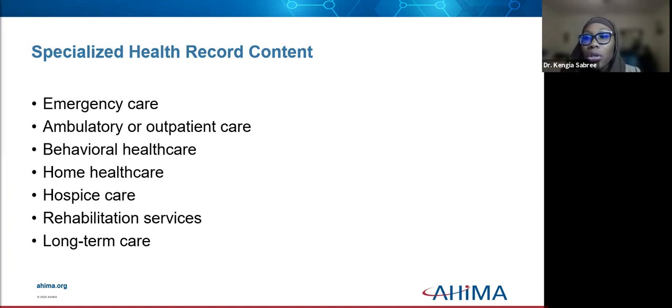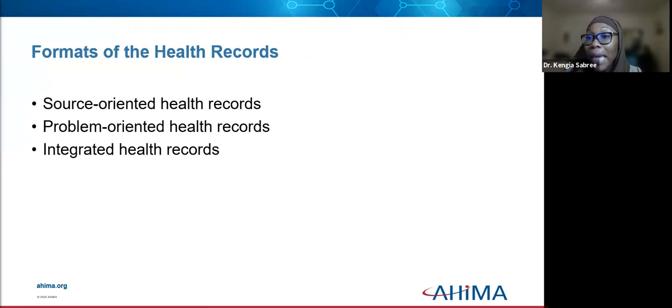So there's going to also be specialized content as needed. For example, not everybody comes through the ER, right? But when they do, there will be ER records. There may be ambulatory, behavioral health, home health, or hospice, depending on whether or not that type of treatment has taken place. The same goes for rehab or long-term care. Not every patient has that type of services, but if they do, expect that type of record.